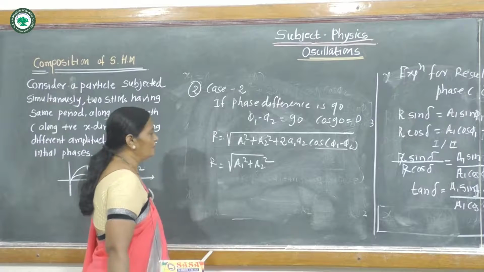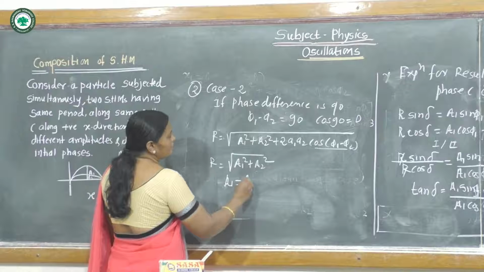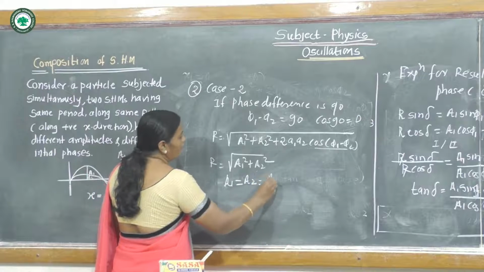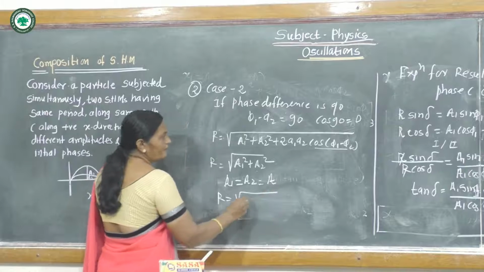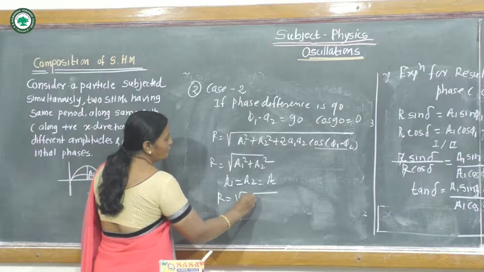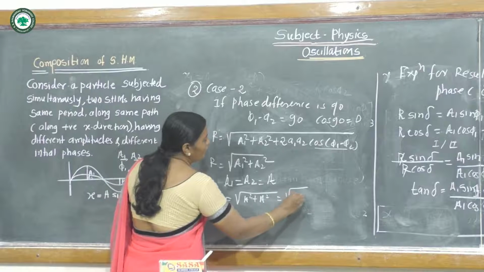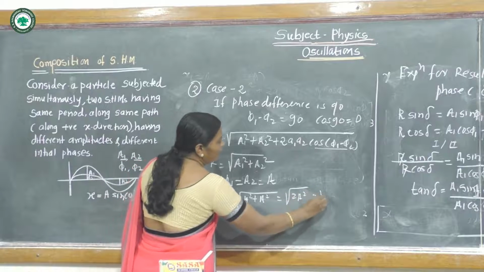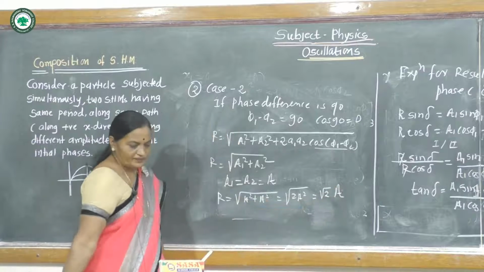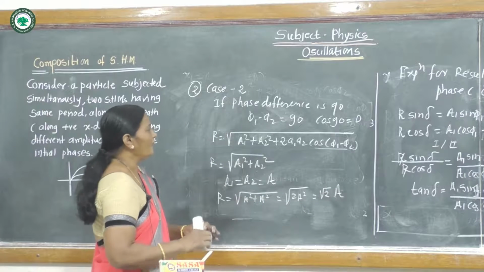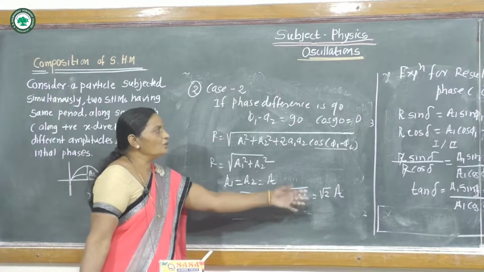Now suppose the amplitude is the same, that is A1 is equal to A2 is equal to A. We get R is equal to under root A square plus A square, which is under root 2A square, and we can write under root 2 into A. When the amplitude is the same, the resultant amplitude is under root 2 A.